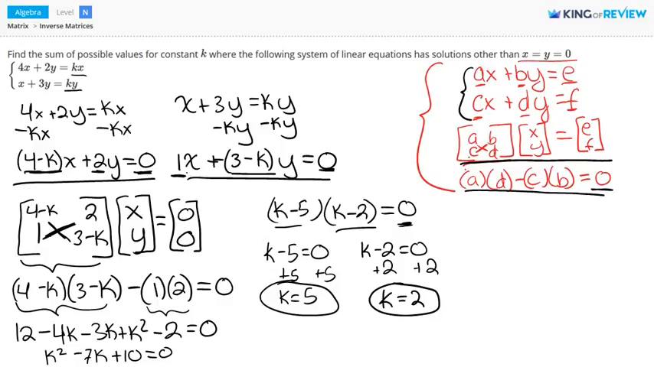Now the question asks for the sum of the possible values of k. So we have 5 and 2. 5 plus 2 equals 7. So 7 is the final answer.